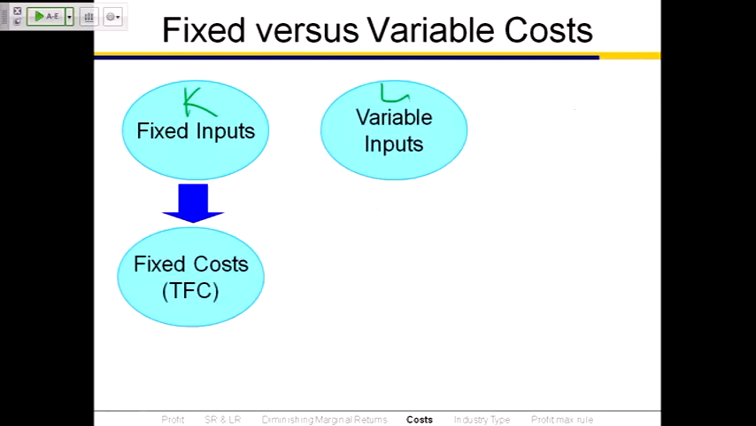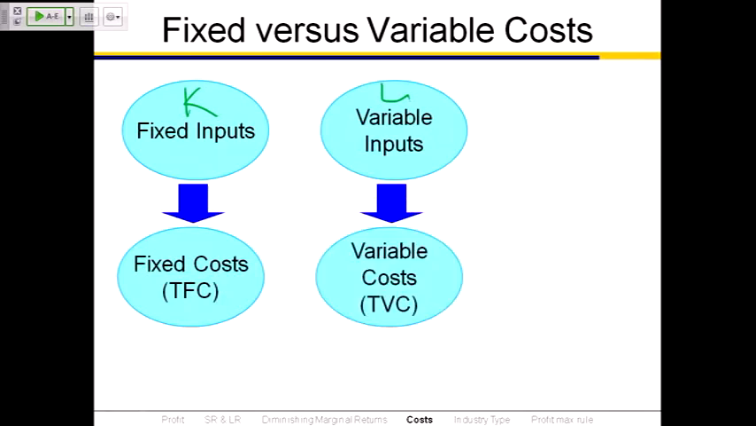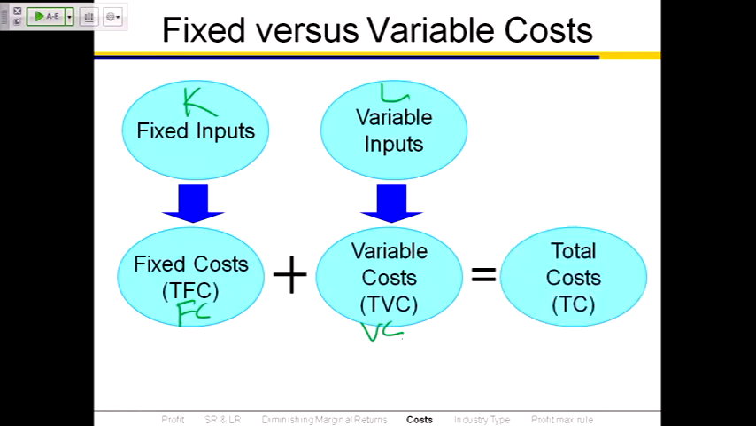We can use TFC for total fixed costs. The costs of using the variable inputs we call variable costs. How's that for creative? We'll use TVC, or we may just use FC for fixed and just VC for variable. So TVC for total variable costs, or just VC for variable costs. Add the fixed costs and the variable costs together, and we get the total costs. And we'll use TC to stand for total costs. So the cost of using the fixed inputs we call the fixed cost, the variable inputs, the variable cost, add them together, we get the total cost.